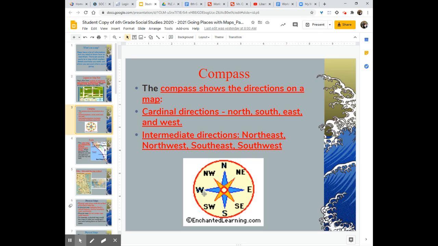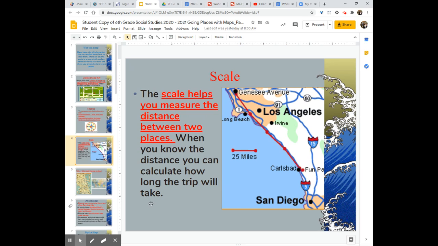A good mnemonic device for being able to remember the order is never eat soggy waffles. Perhaps maybe you're a Christmassy type person. You could go never enter Santa's workshop. Then we have the intermediate directions. These are the gold points on the compass: northeast, northwest, southeast, and southwest. Those, you can remember the name of it being intermediate by simply remembering the fact that you go to Schindewolf Intermediate.